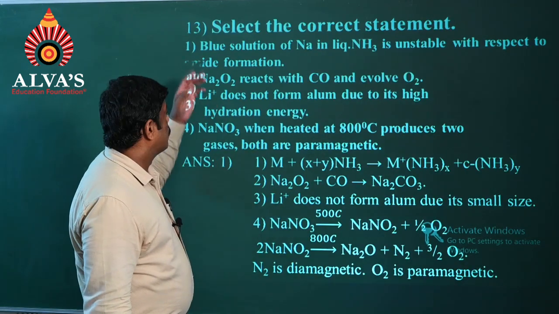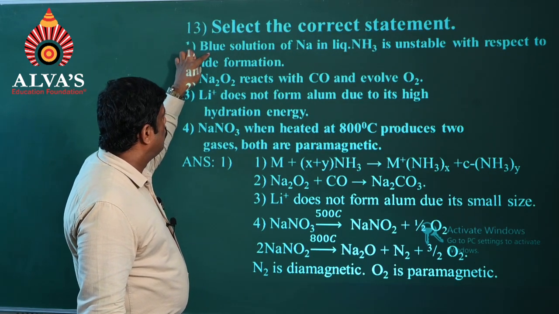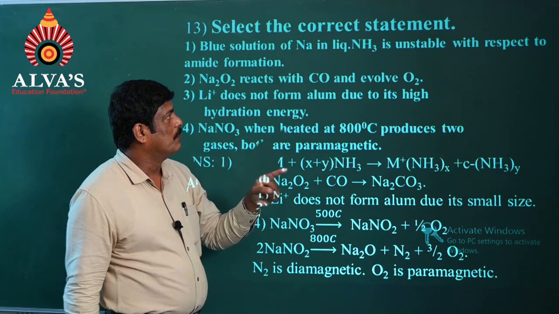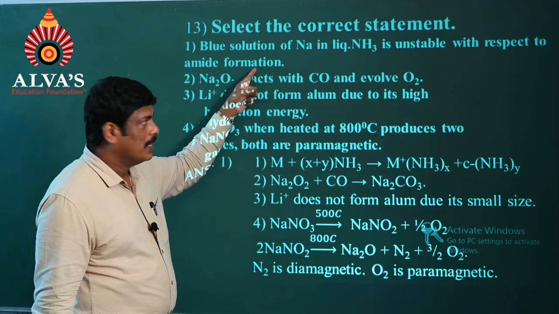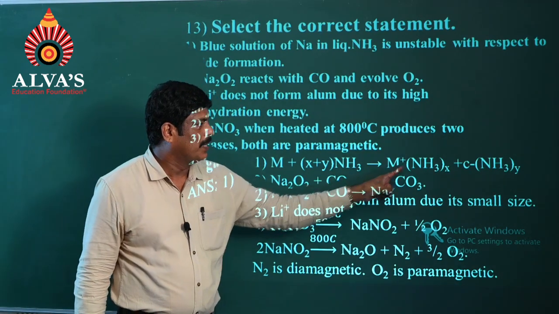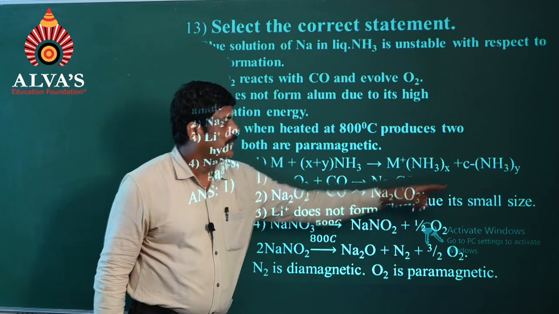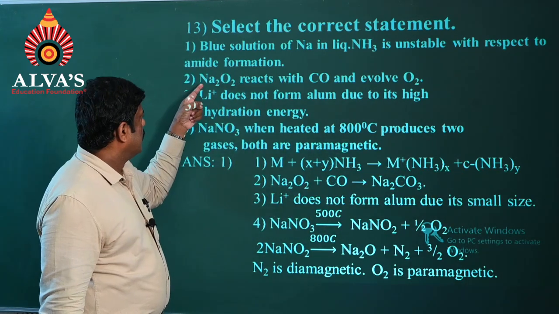Let's go for the 13th question. Select the correct statement. Blue solution of sodium in liquid ammonia is unstable with respect to amide formation. See, this is correct actually, because when a metal reacts with liquid ammonia, it forms a metal amide and an ammoniated electron. So because of the presence of metal amide, it is unstable.